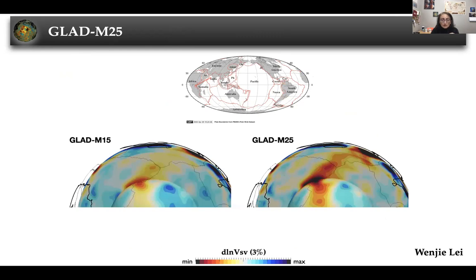And this is another cross-section showing the African plume, the African superplume, and this is one of the dramatic differences between GLAD M15 and M25. You see the enhanced African plume. This is after 10 more iterations.